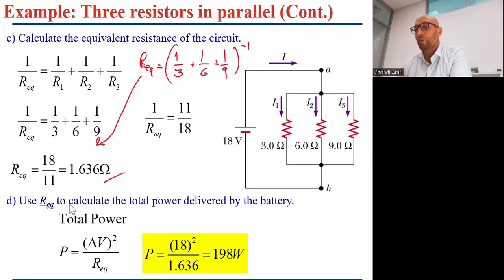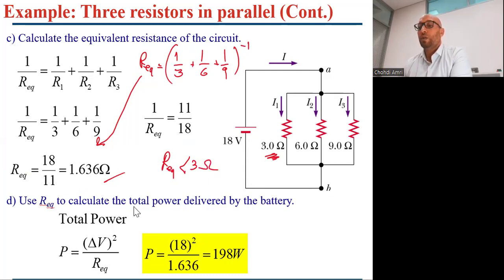So we're going to get 1.636 ohm. So R equivalent, as you see, is smaller than the smallest. What is the smallest resistor in the circuit? It's 3. So R equivalent must be lower than 3. In our case, it's 1.636 ohm. It's okay, so we are done.